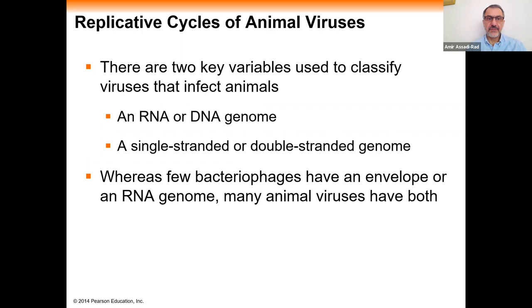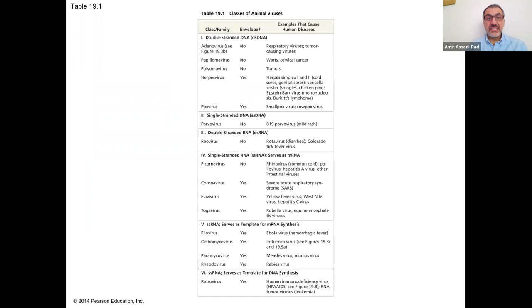Replicating cycles of animal viruses: there are two key variables used to classify viruses that infect animals: an RNA or DNA genome, and a single-stranded or double-stranded genome. Whereas few bacteriophages have an envelope or RNA genome, many animal viruses have both. Okay, this is the classification of the viruses. It's going to break it down, and I will let you know what viruses you're supposed to know. There's a big list.